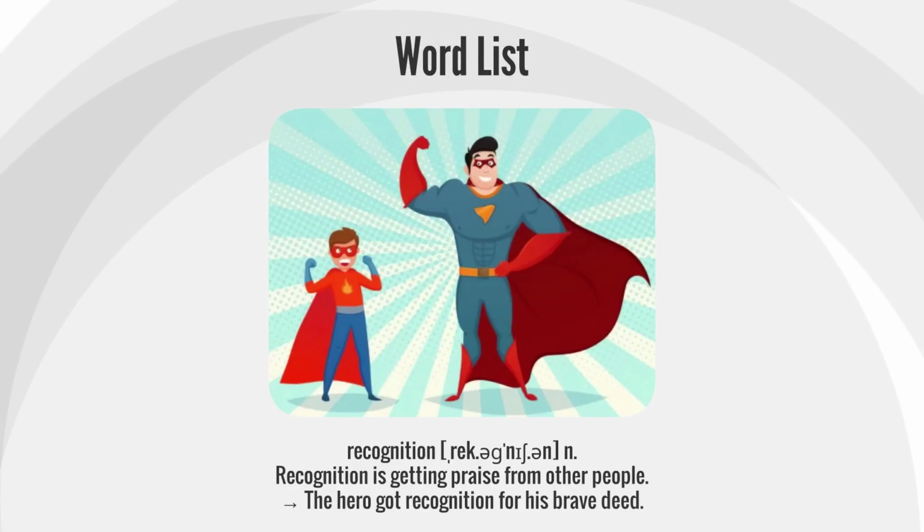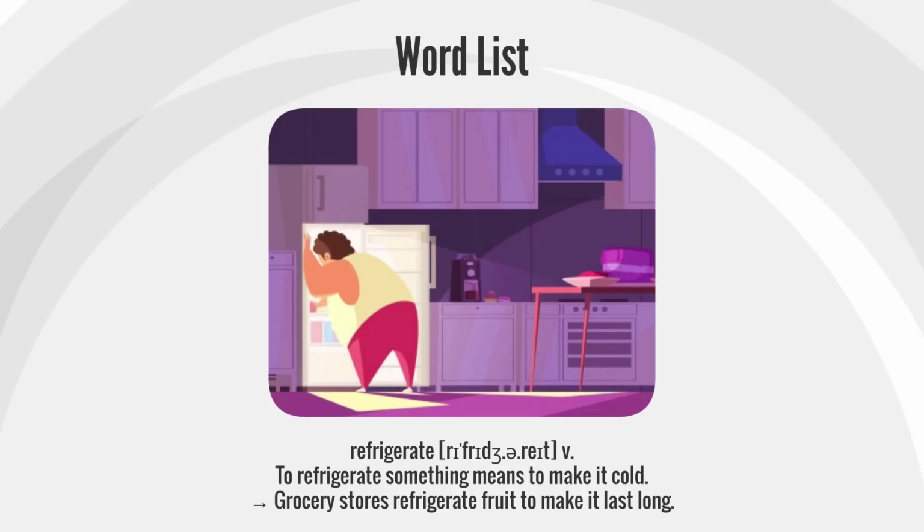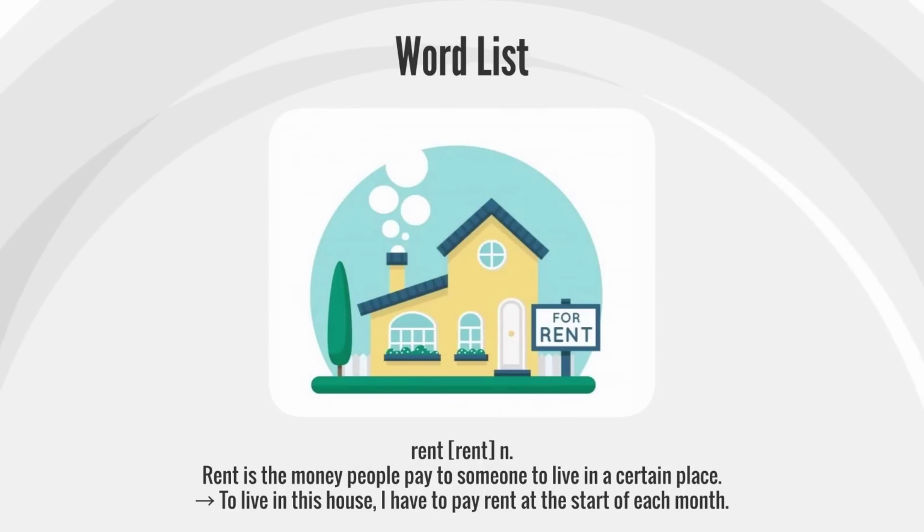Recognition. Recognition is getting praise from other people. The hero got recognition for his brave deed. Refrigerate. To refrigerate something means to make it cold. Grocery stores refrigerate fruit to make it last long. Rent. Rent is the money people pay to someone to live in a certain place. To live in this house, I have to pay rent at the start of each month.